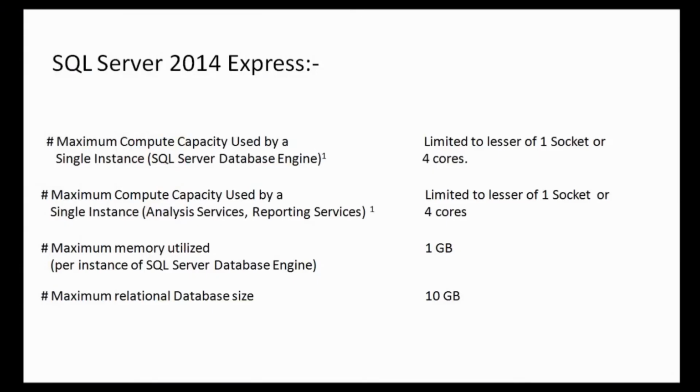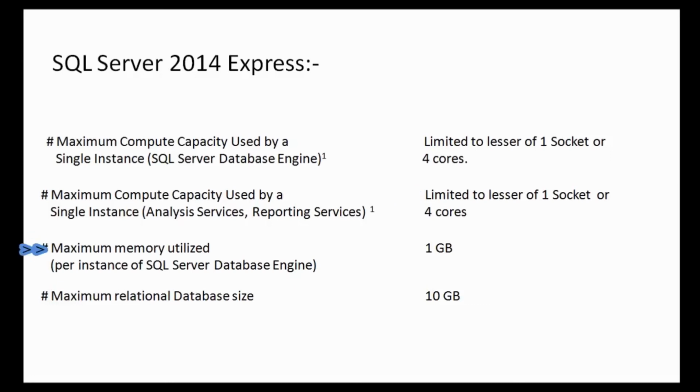Before we move forward, let us see some important details. On SQL Server 2014 Express Edition, there are some limitations. The maximum computing capacity used by a single instance, SQL Server Database Engine, is limited to 1 socket or 4 cores. Maximum computing capacity used by a single instance, Analytic Services and Reporting Services, is limited to the lesser of 1 socket or 4 cores.